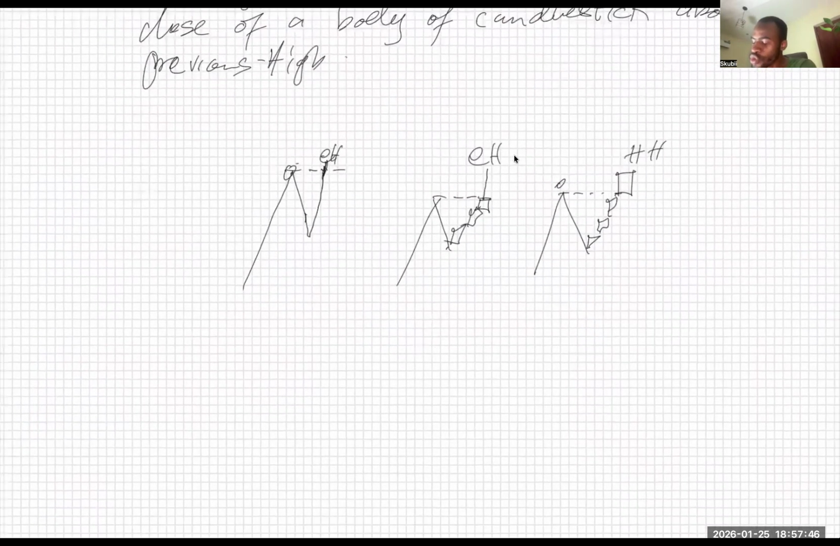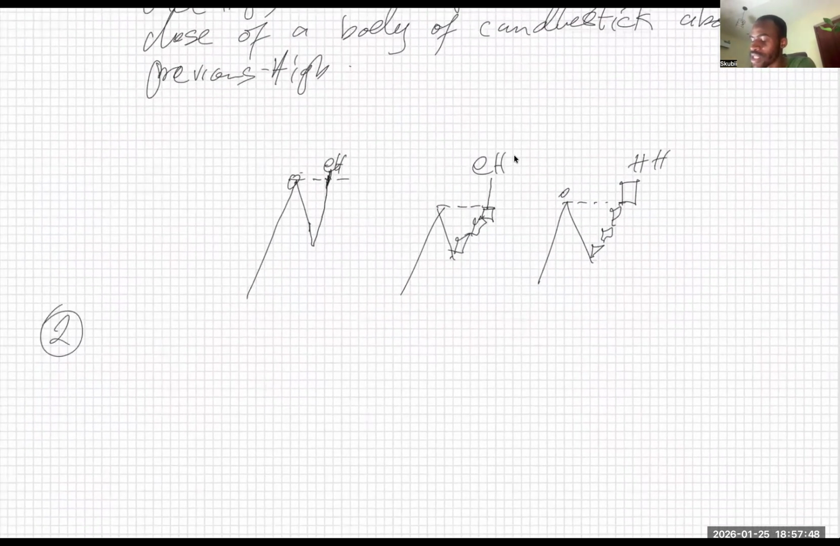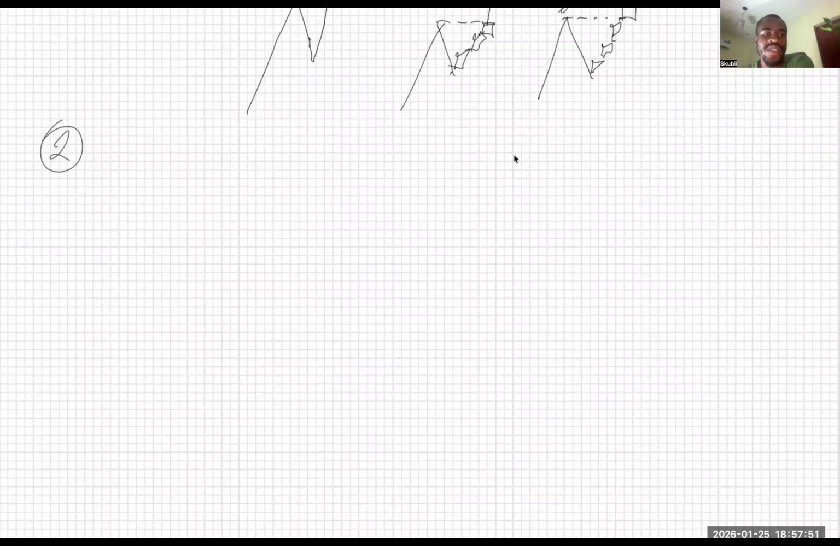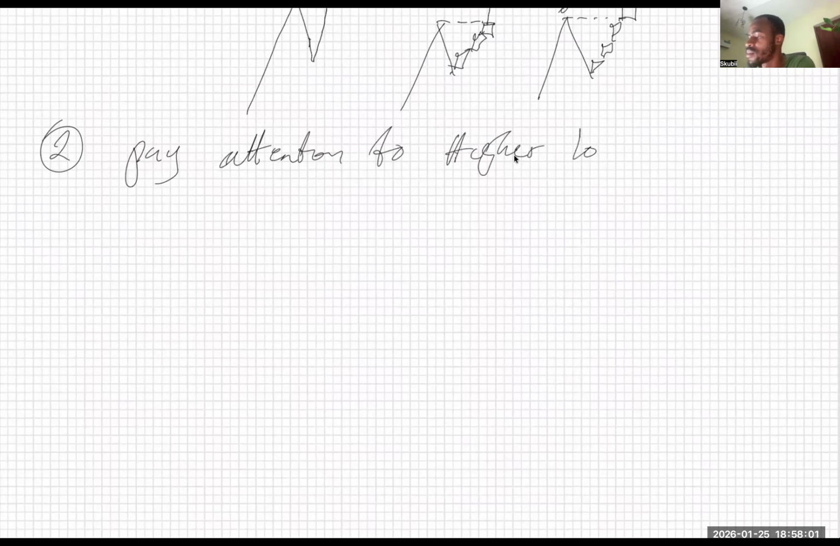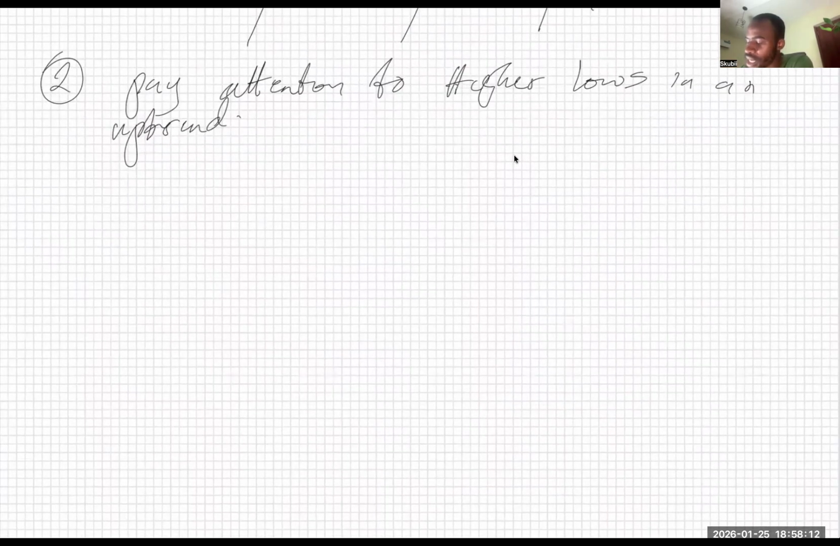Now, the next rule we're going to talk about in an uptrend is that we need to pay attention to higher lows in an uptrend. Now, this is our uptrend example. In this uptrend, we have a series of higher highs and higher lows. Now, all these lows here are higher lows. We need to pay attention to them in an uptrend.